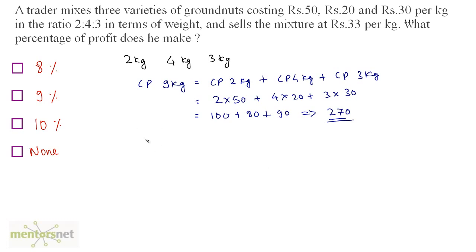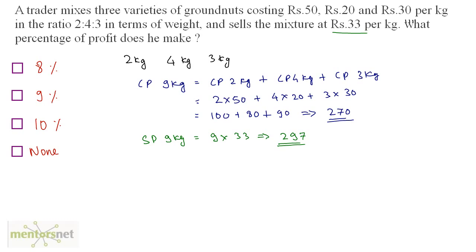Now let us calculate the selling price of 9 kgs. Now we have been given that he sells this mixture at 33 rupees per kg. So selling price of 9 kgs will be equal to 9 times 33, and that is equal to 297. So selling price is 297, cost price is 270.